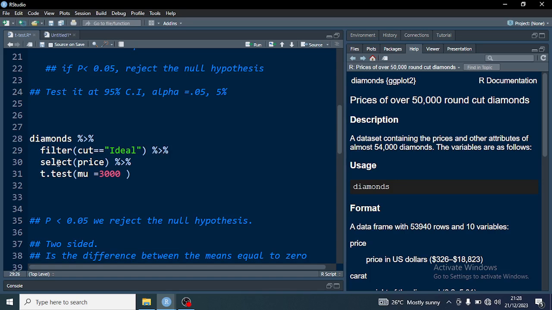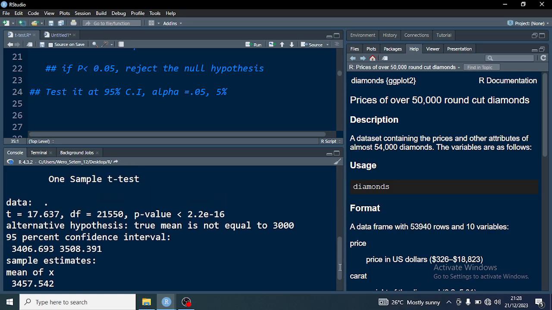I pipe it to select. I want to select the price, and then I pipe it again to t.test mu is equals to 3000. So this t.test performs a t-test on this data set. So it is testing is the mean price of the ideal diamonds equals to 3000. And here I'm using double equal signs because I'm asking the question. I'm saying I want all observations where cut is equals to ideal. Let's run that.